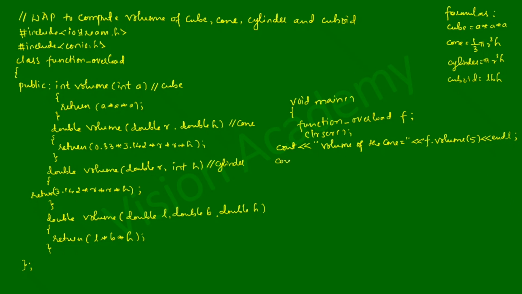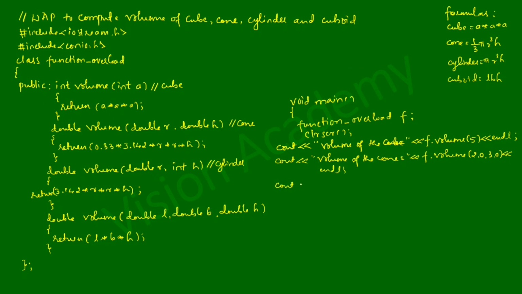Now I'm going to write cout statement, and I'm going to print volume of cone. Right here, this one is volume of cube. Okay, this is volume of cone is equal to, next stream insertion operator f dot. You can write the name of the function as volume, and here we need to pass two double type of argument. For example, I'm going to enter 2.0 comma 3.0. Then you can write here stream insertion operator and endl.